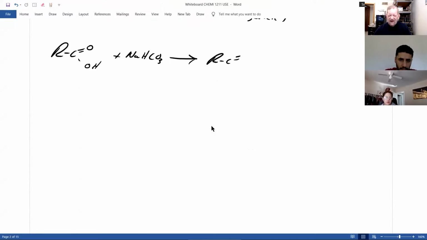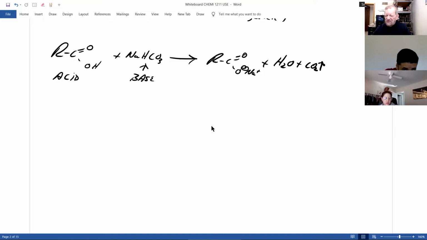And the first product is you get a carboxylate anion, because this is a base, mild base, but it's still a base. And it'll react with an acid, which is the carboxylic acid, but you get 2 more products, water plus carbon dioxide, CO2, and the arrow here means it's given off as a gas.